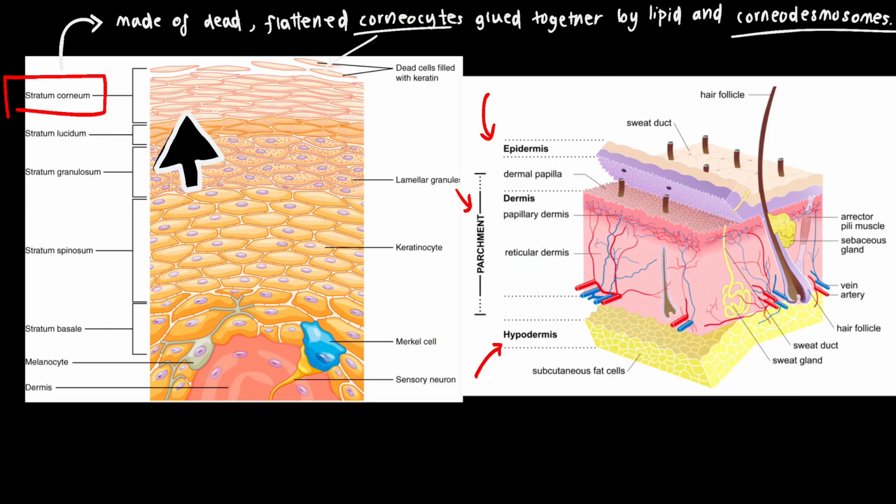From the surface down, we've got the stratum corneum, which contains dead, flattened corneocytes that are glued together by lipids and corneodesmosomes. Corneocytes just refer to the dead cells that are filled with keratin, and corneodesmosomes refer to proteins that help stick adjacent corneocytes together. Then we move on to the viable epidermis, which contains living keratinocytes, which are also linked by desmosomes, and then we have the dermal-epidermal junction, and then we move on to the dermis itself, which contains collagen and elastin in a ground substance, and the hypodermis, which contains mostly subcutaneous fat.